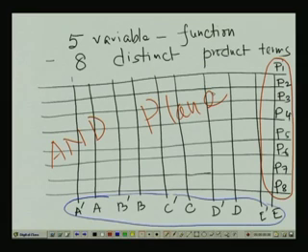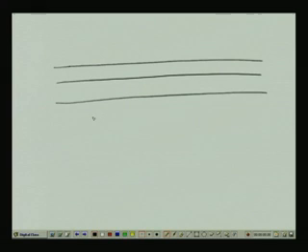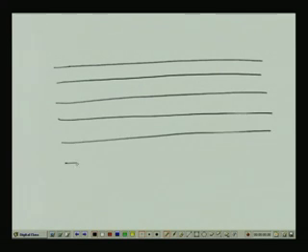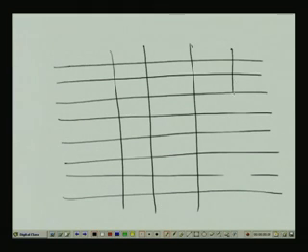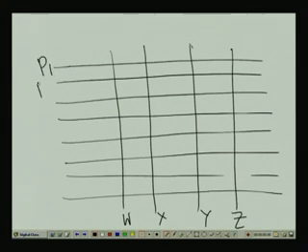Now, what will be the structure of the OR plane? In the OR plane, the product terms will be the same, say 8 product terms will be there, and say I have 4 outputs. Then these 4 outputs will be the columns, say W, X, Y, Z, these are my outputs, and these are P1, P2, P3 to P8.